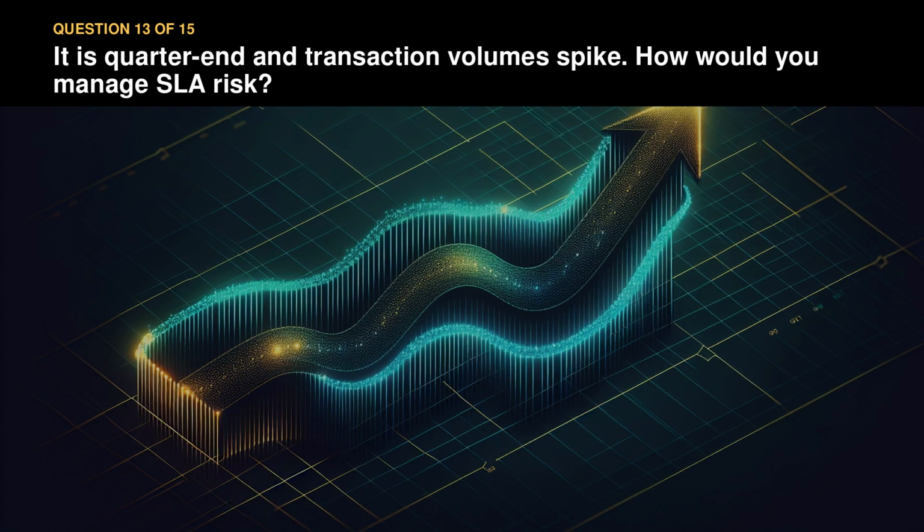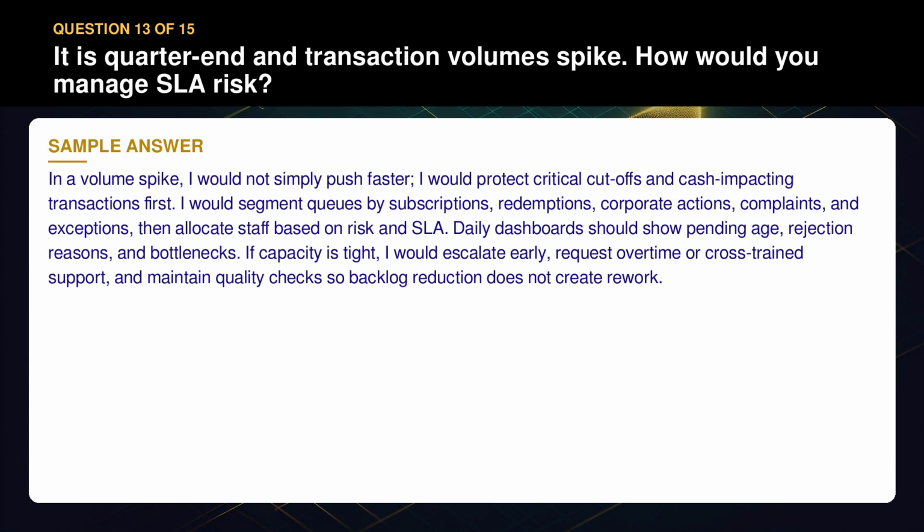Question 13. It is quarter end and transaction volumes spike. How would you manage SLA risk? In a volume spike, I would not simply push faster. I would protect critical cutoffs and cash impacting transactions first. I would segment queues by subscriptions, redemptions, corporate actions, complaints, and exceptions. Then allocate staff based on risk and SLA. Daily dashboards should show pending age, rejection reasons, and bottlenecks. If capacity is tight, I would escalate early, request overtime, or cross-train support, and maintain quality checks so backlog reduction does not create rework.